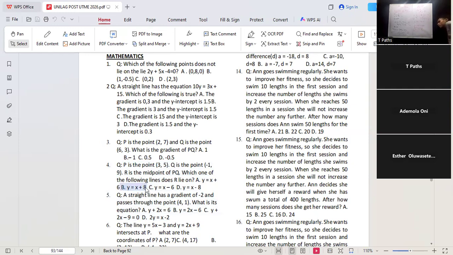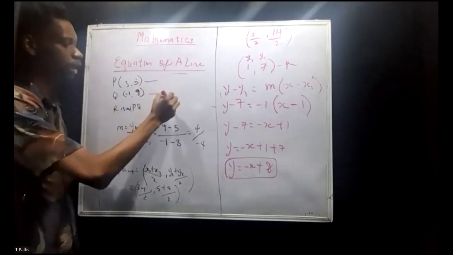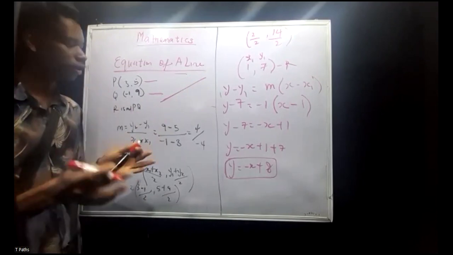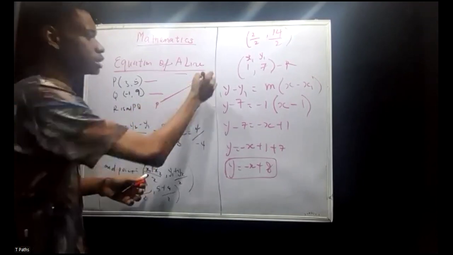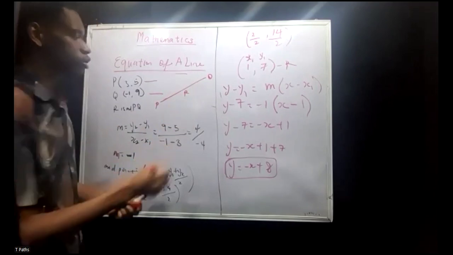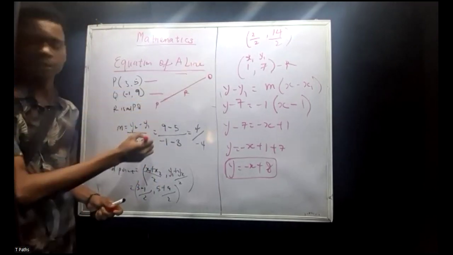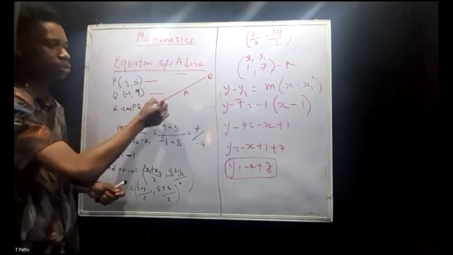So what did I do? The first thing you have to do is to calculate the gradient of the two lines. Like I said, the gradient of the two lines will always be the same, regardless of any point you're picking from. So this is point P, this is point Q, and this is point R. So the gradient of this line will always be the same along the line.